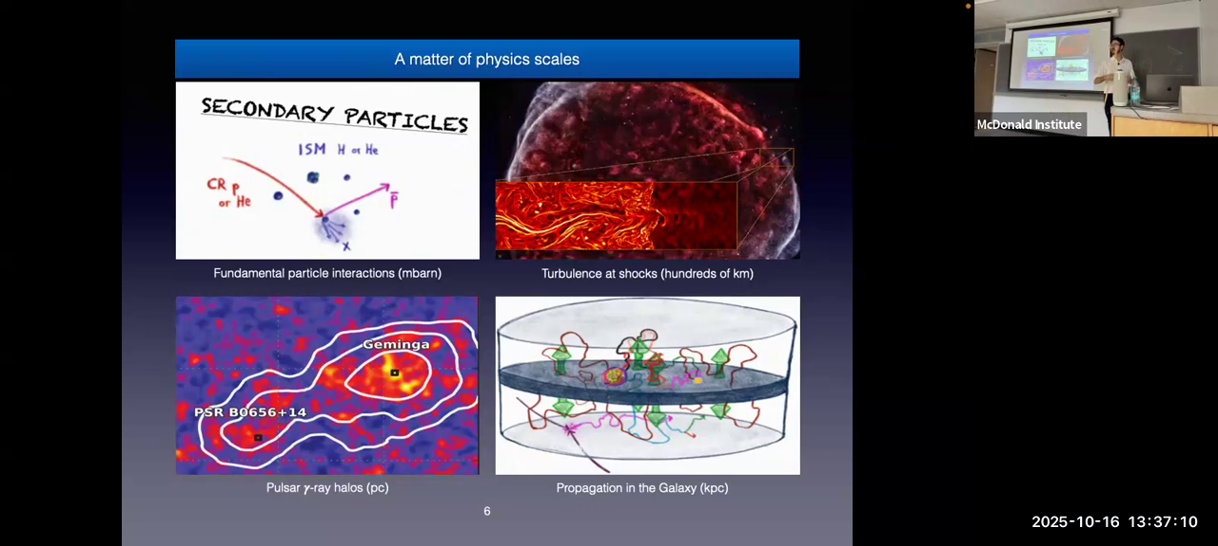So even just to study positrons, we need to take into account all these different physics regimes. Now, let's start from this last point, and I will try to give you an overview of how we usually perform studies on cosmic rays in order to explain the data that we measure.